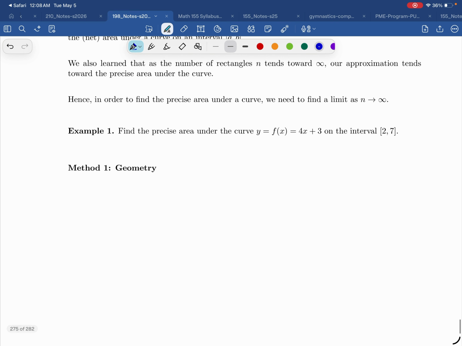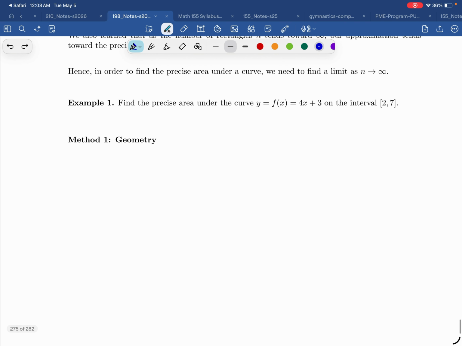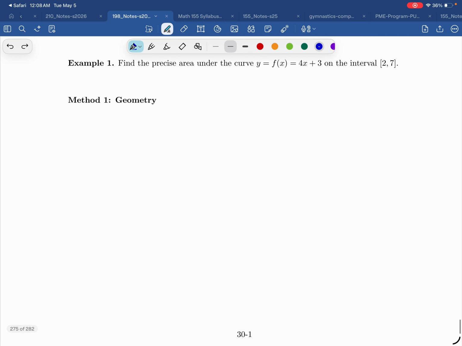So anyway, suppose I give you a problem like example 1. Find the precise area under the curve. By the way, when I say area under the curve, I mean net area under the curve. Pretty basic function, y equals 4x plus 3. We can actually graph this one. It's going to be something like this.